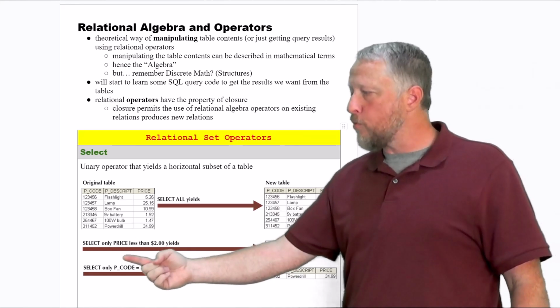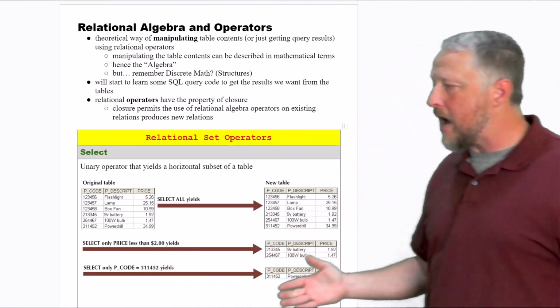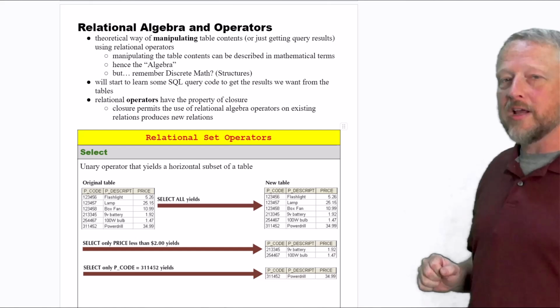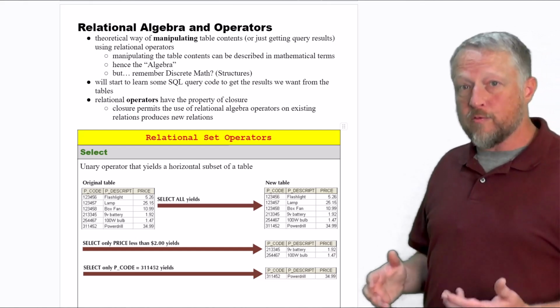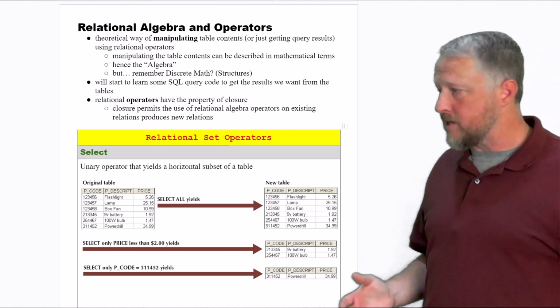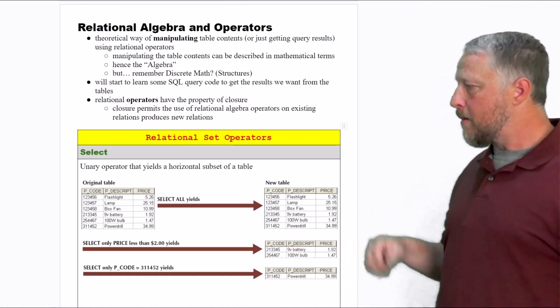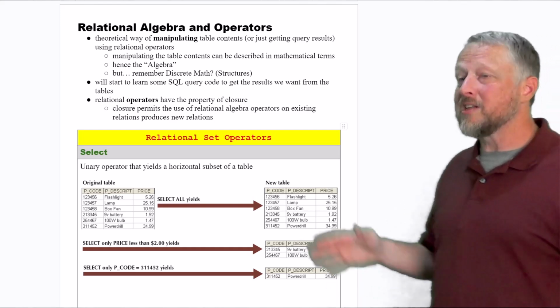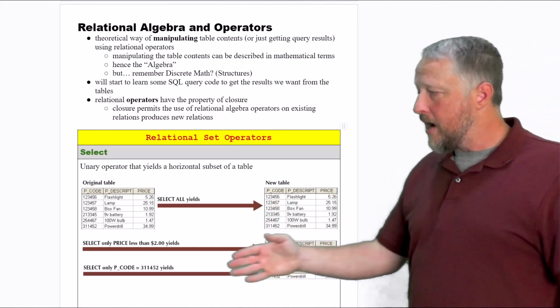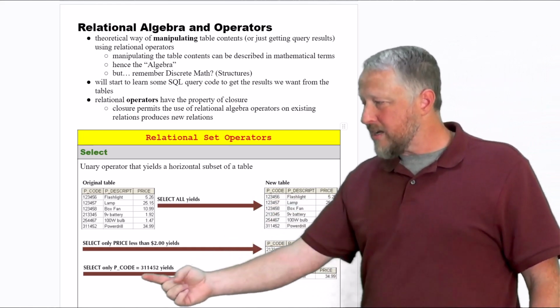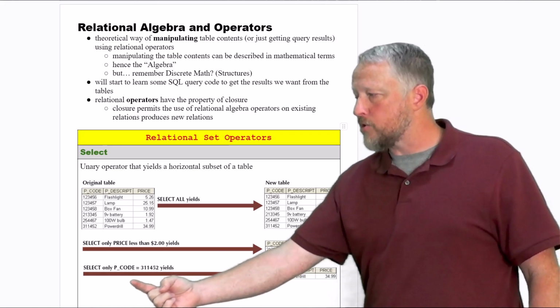Select only price that's less than $2, and that's where we start getting more and more into the depth of queries and the power of databases and tables. Notice it's going to get all the P code, the product description, and the price that's obviously less than $2. And then notice we can change this up. We can have a very particular selection too.